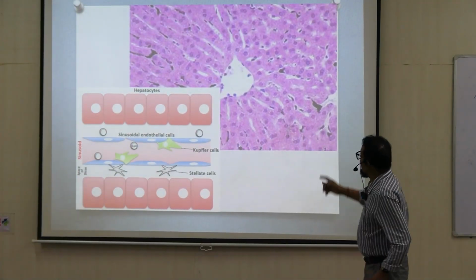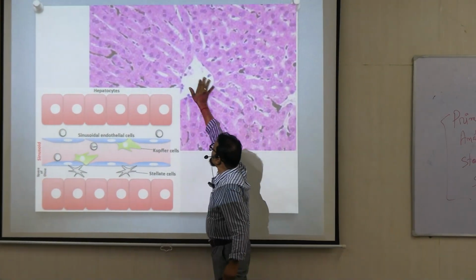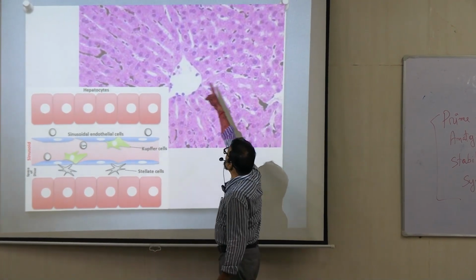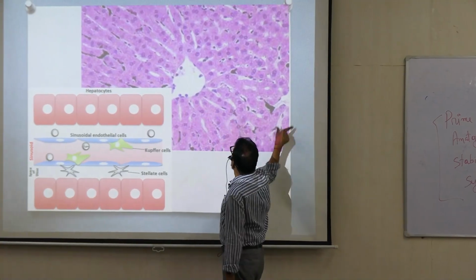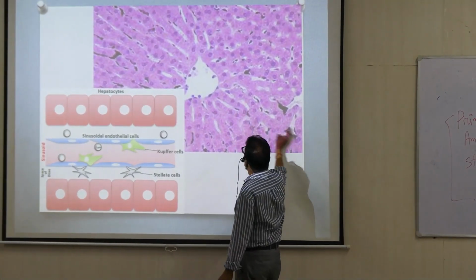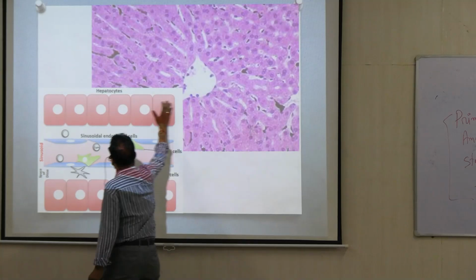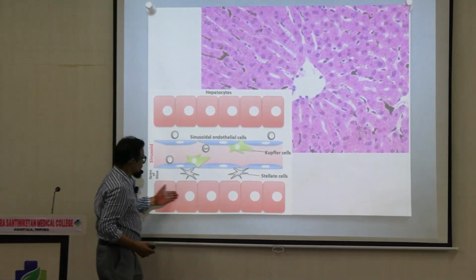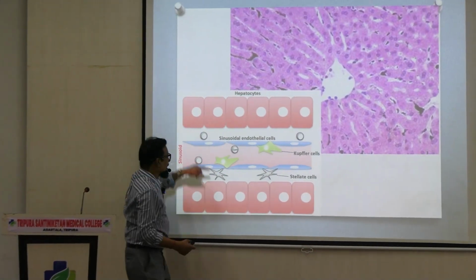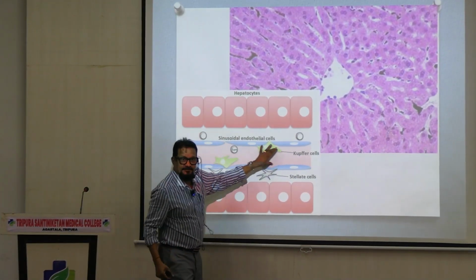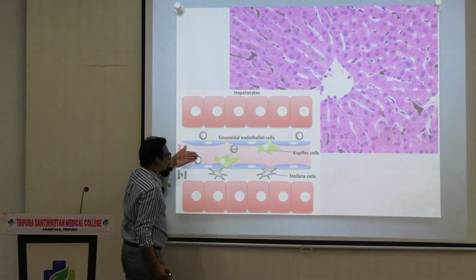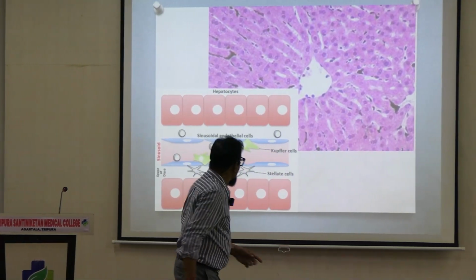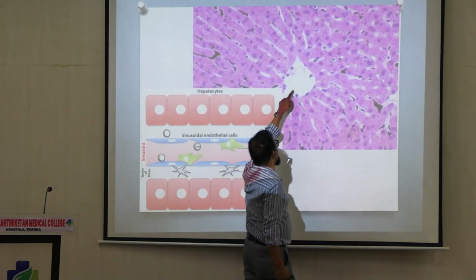As I said, this is a section of liver. This is one of the lobules. These are the hepatic cords lined by hepatocytes. This is the enlarged view. And these are the hepatocytes, and this is one cord, this is another cord. In between the cords there are sinusoids. In between the sinusoids, blood is flowing. This blood is coming from the hepatic artery and portal vein, and they will be drained into here.